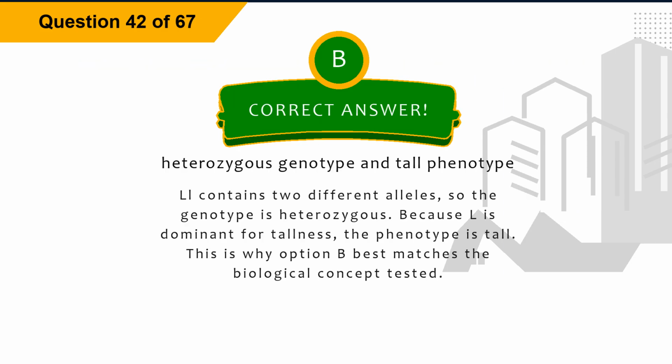The correct answer is option B, heterozygous genotype and tall phenotype. Explanation: LL contains two different alleles, so the genotype is heterozygous. Because L is dominant for tallness, the phenotype is tall. This is why option B best matches the biological concept tested.